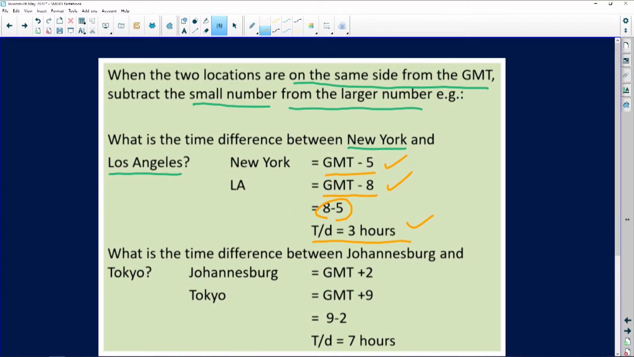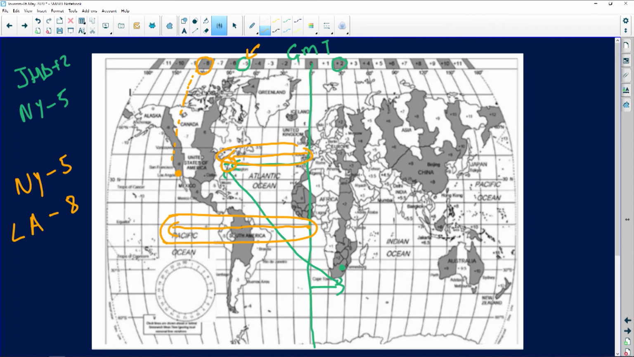All right, what's the time difference between Johannesburg and Tokyo? This is the opposite of the one we have just done. Again, you're going to go to your map. Let's quickly go back to our map. We're going to check Tokyo over here. We go all the way up, and we see it's +9 from the GMT. In other words, that total distance there is +9. And then Johannesburg, again, we have as +2. All right, Johannesburg over there, all the way up, we find +2.